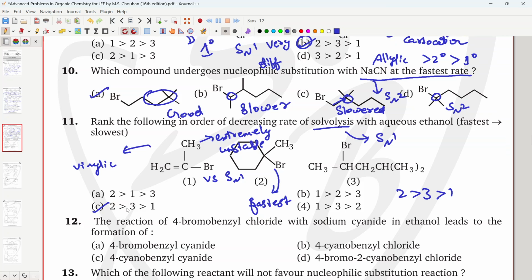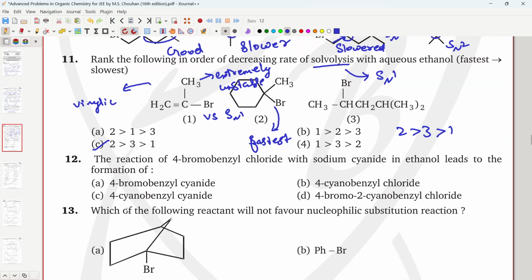Now for question 12. Hmm, the substrate with NaCN and ethanol, the CN minus will attack the benzylic chloride by SN2 and the aryl bromide does not react under these conditions. So, PBr C6H4 minus.